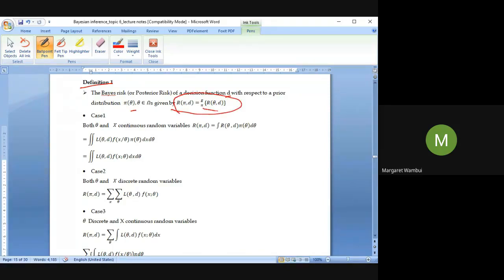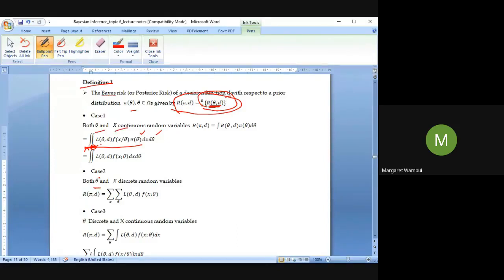It is given by the expected value. So we only need to know how to get the expected value of this. But we know very well how we calculate this. If it's a continuous case, you integrate. And because here we have both x and theta, you'll have a double integral. So you integrate over the x's, then you also integrate over the thetas. That is the case when theta and x are both continuous.